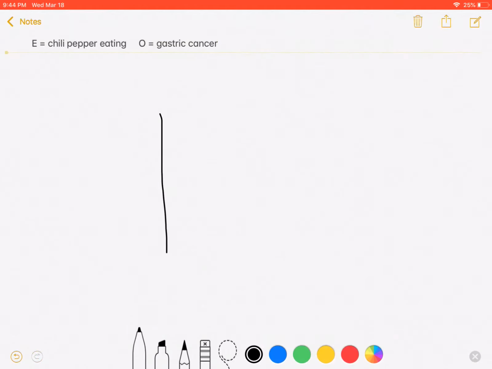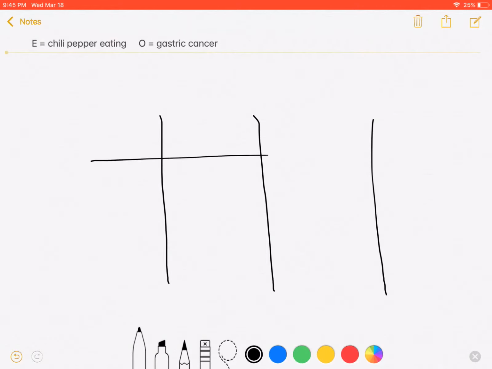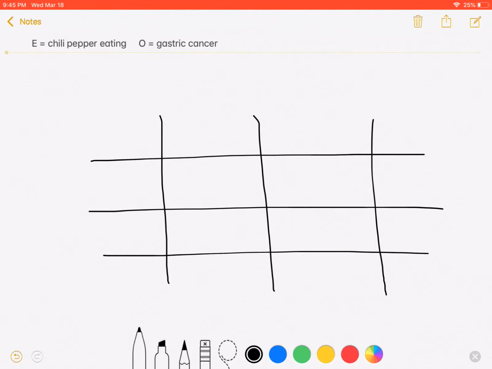So we have 1, 2, 3 vertical lines, and then 1, 2, 3 horizontal lines. And when we set up our 2x2 table, the exposure always goes on the left-hand side, and in this case, that's whether or not people ate chili peppers. So, ate chilies.